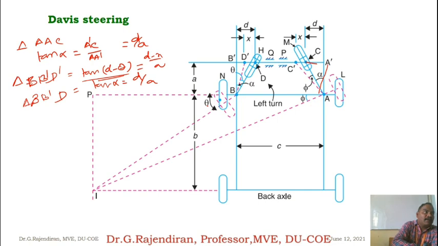To find out the steering mechanism, we are adding one slotted one. It's an artificial additional one. It is not part of the vehicle. Understand?